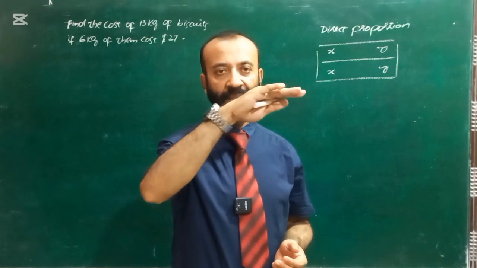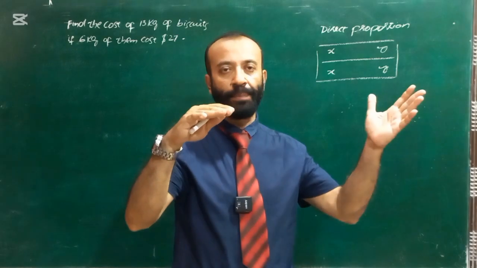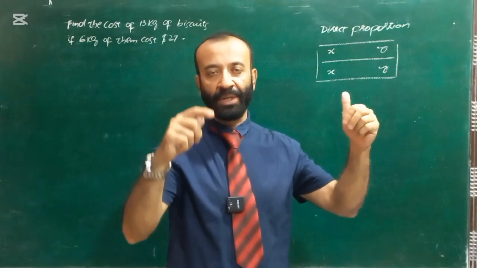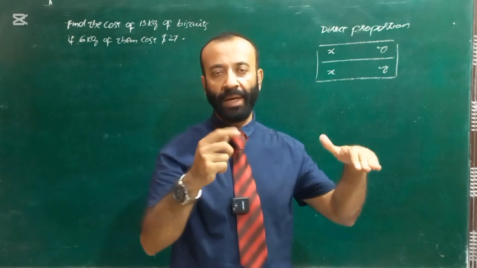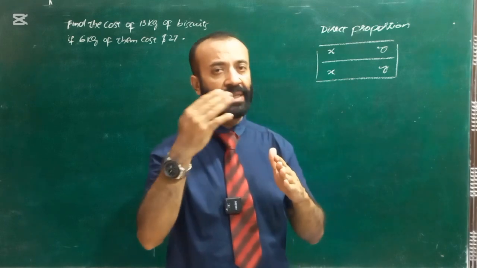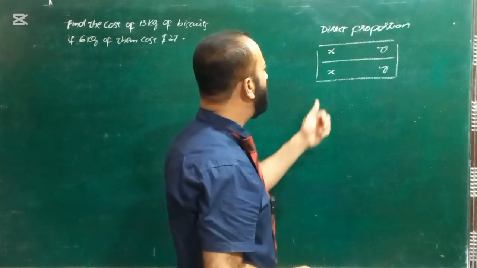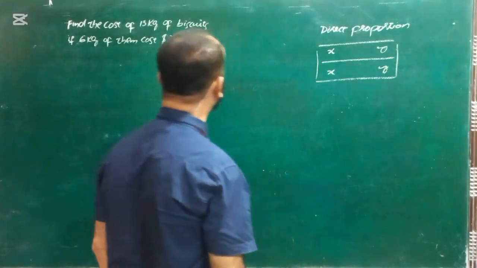So if we purchase right now three bottles, that is costing 300 rupees. If we purchase two bottles, the cost will be 200 rupees. If we purchase one bottle, the cost will be 100 rupees. So if both quantities are increasing, or if both are decreasing, that will be a direct proportion.